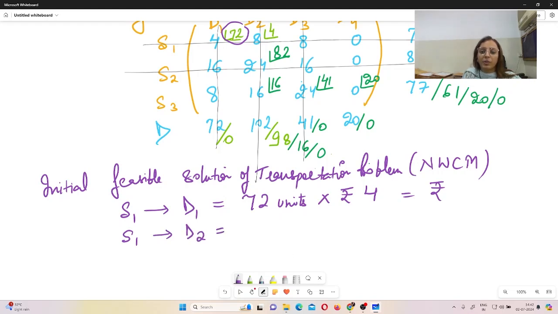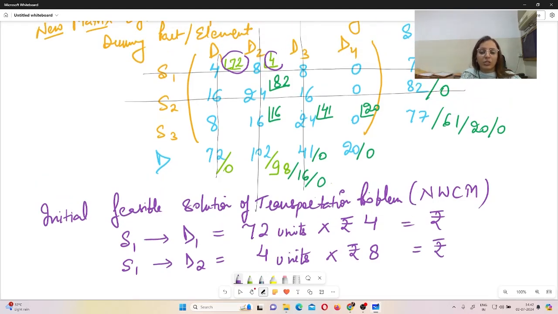How many units have we supplied to D2? That is 4 units. So write it over here as 4 units multiplied by the cost, which is 8, right? So this is multiplied by this value, and we will write it over here. Now from S1, D3 and D4 receive nothing.